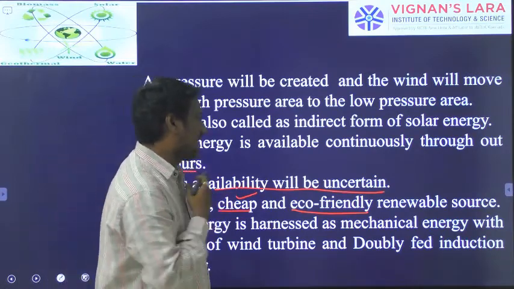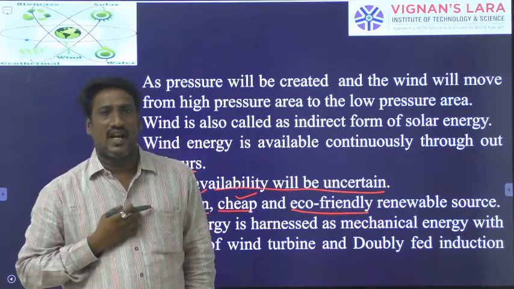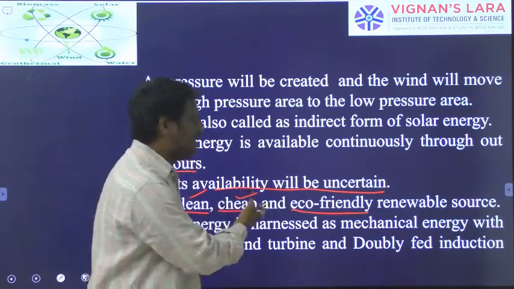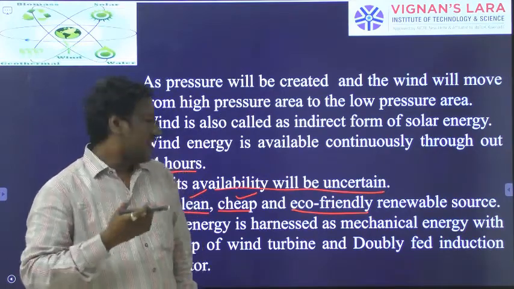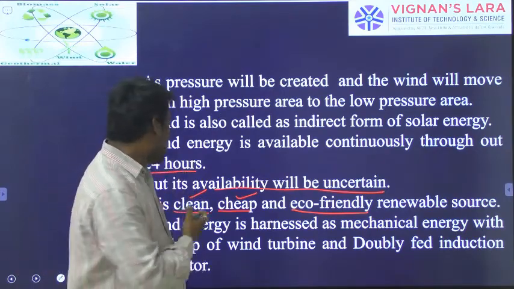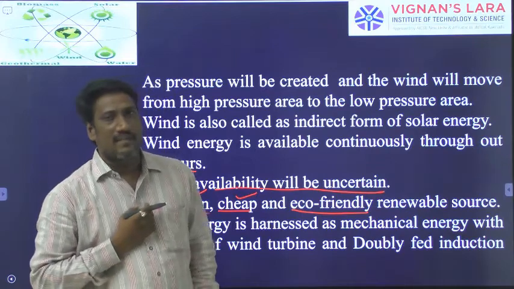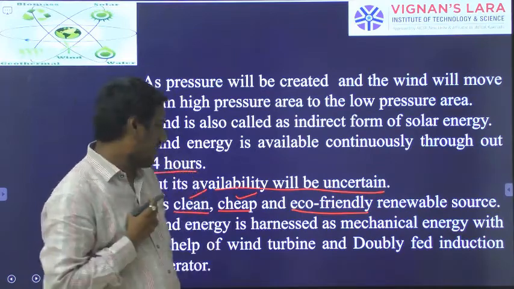Next, eco-friendly, or you can say environment-friendly. Yes, it is not producing any smoke into the atmosphere. You can say that it is an eco-friendly, environmentally friendly generation of electrical energy with the help of wind power plants.